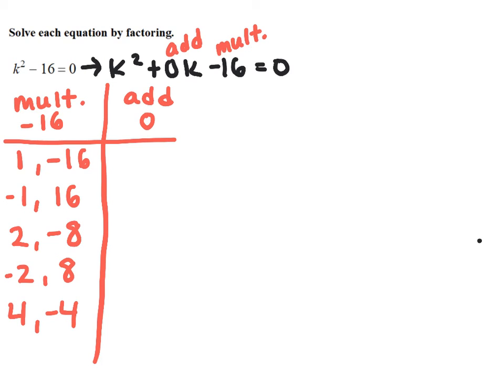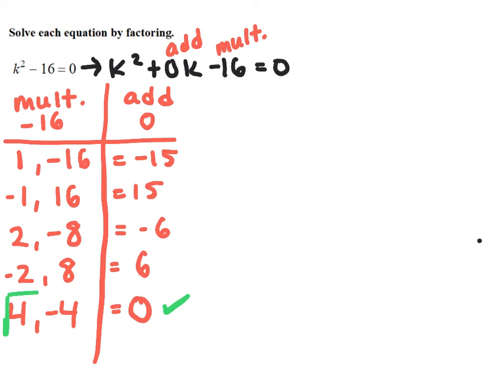Now if I add 1 and negative 16 gives you negative 15. Negative 1 and 16 gives you 15. 2 minus 8 would give you negative 6. Negative 2 plus 8 would give you 6. And 4 minus 4 would give you 0. So that means that this one at the bottom is our solution. So this is the relationship that we are going to use.